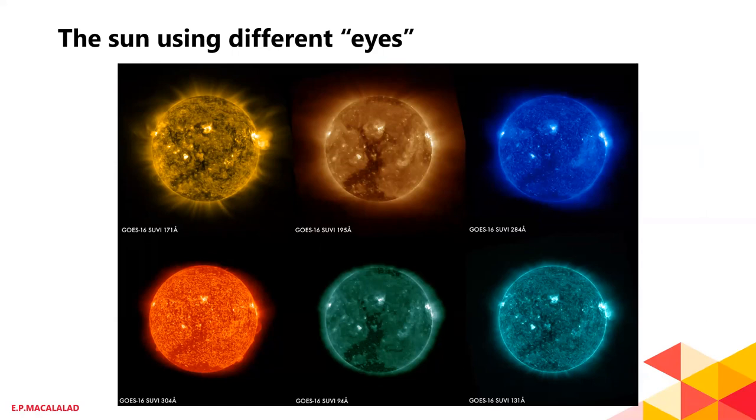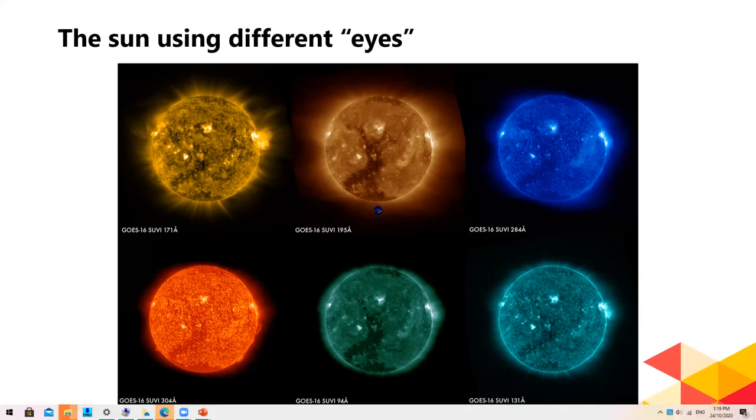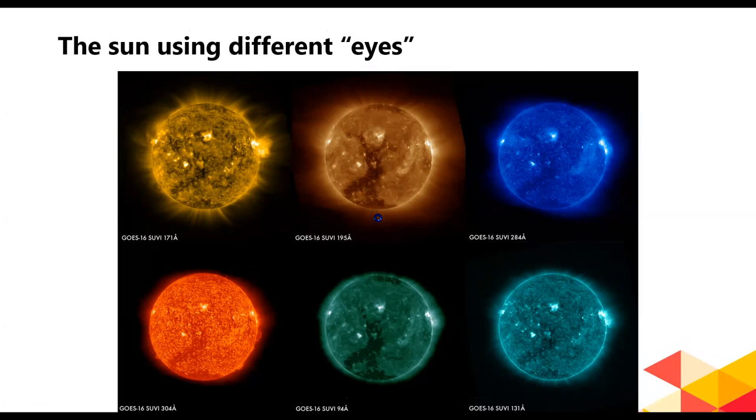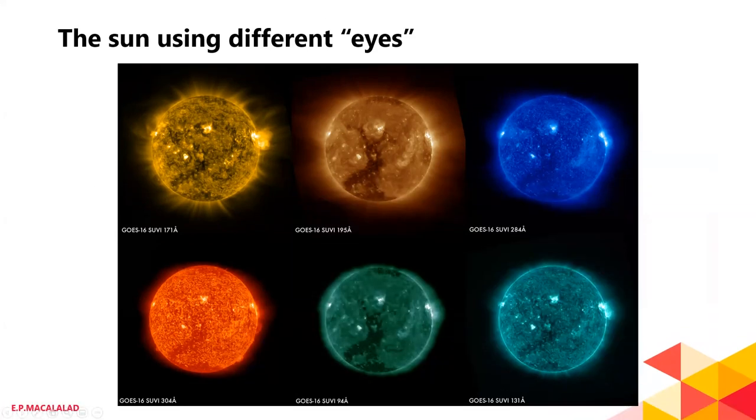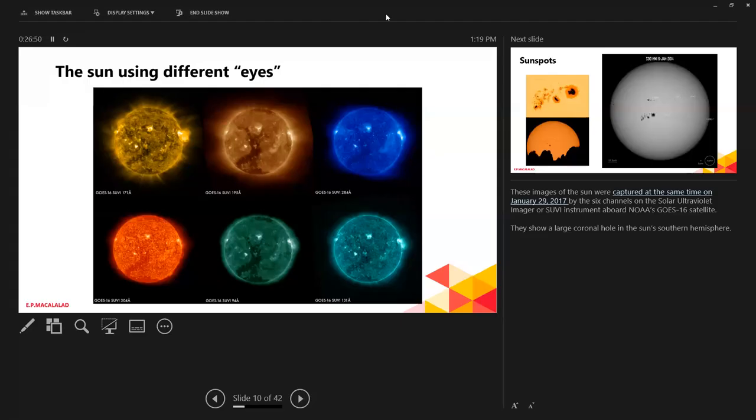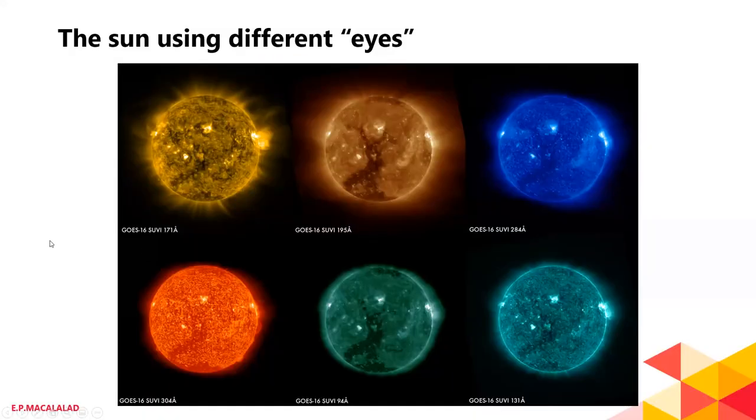Okay. So, in other words, if you're going to observe the sun, it depends on what wavelength you want; you can look at the different kinds of spacecraft that are available. Okay, so later I will show you other pictures coming from Hinode, coming from SOHO, as well as from SDO.